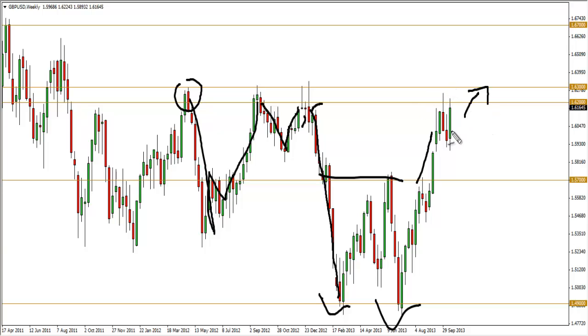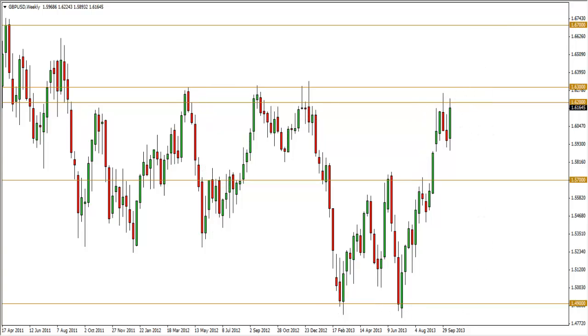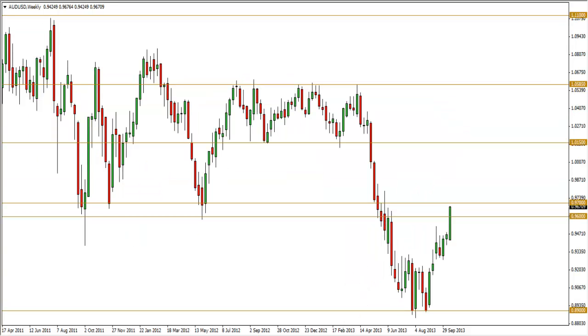Again, resistance, similar to the euro dollar. Approaching a resistance level, do I know if it will break out higher or reverse from here? I do not know, but it's definitely a key level to be looking out for. That's for the British pound dollar. Next, we'll look at the Aussie dollar. Slightly different story, but nonetheless, the theme remains the same.